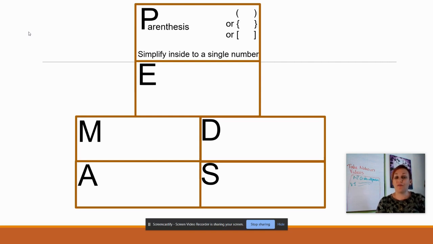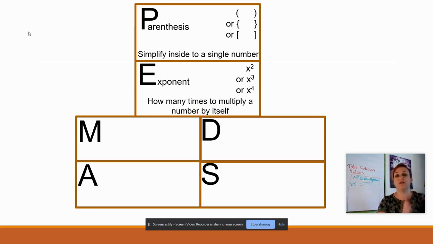Once you get all of the parentheses to be down to a single number, next you're going to look for E, which stands for exponents. Exponents are the little numbers that are written above a bigger number. Now, here's some examples with variables, but for today, we're going to do something like 2 squared, 4 to the third, things like that. An exponent is a special type of multiplication that tells you how many times to multiply a number by itself. For instance, if we had 3 squared, that would mean 3 times 3. We're multiplying 3 2 times.